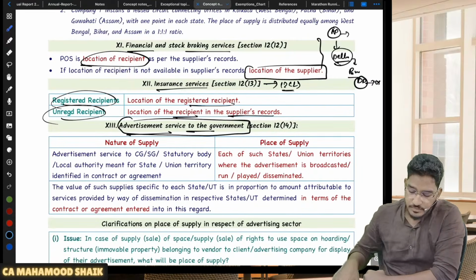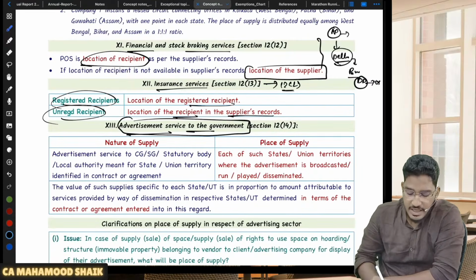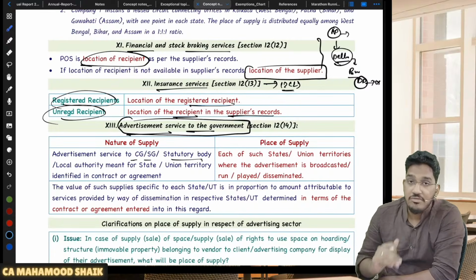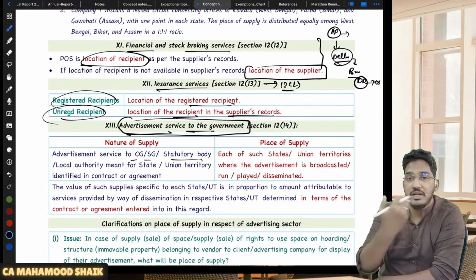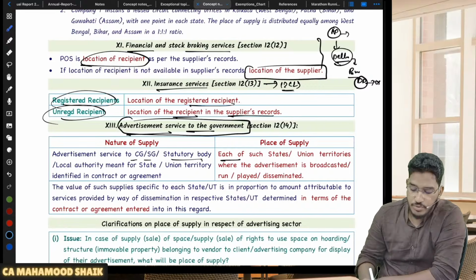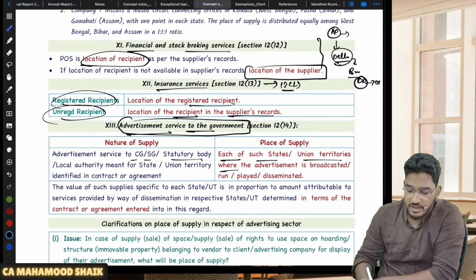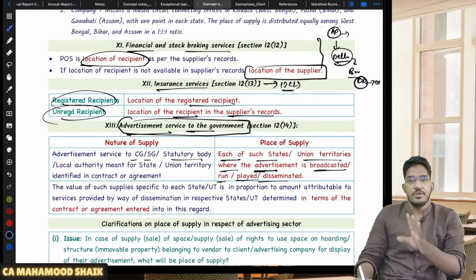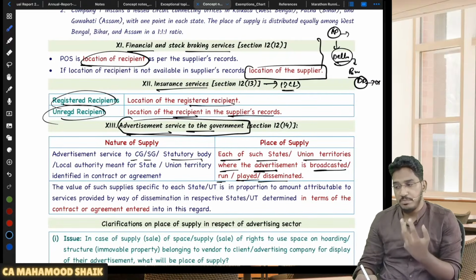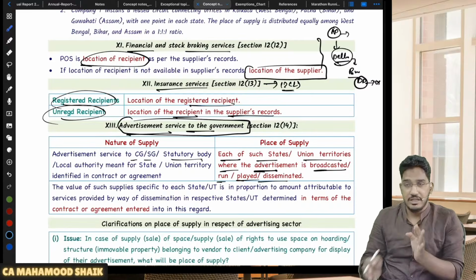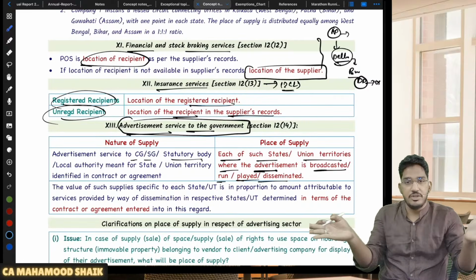12 subsection 14 says that in case you are providing services to central government, state government or any other government related authority, where that advertisement is going to be published, disseminated or displayed in multiple states, then that value should be bifurcated to each state or union territory wherever the advertisement is broadcasted, run, played or disseminated. So the value must be spread across all those states or union territories.